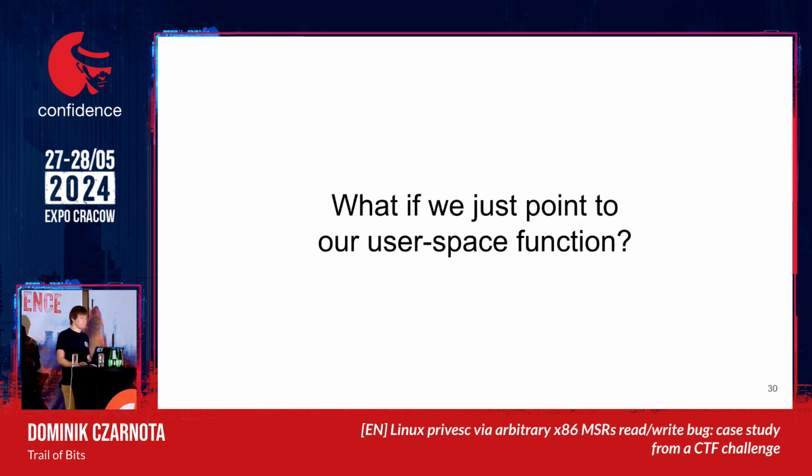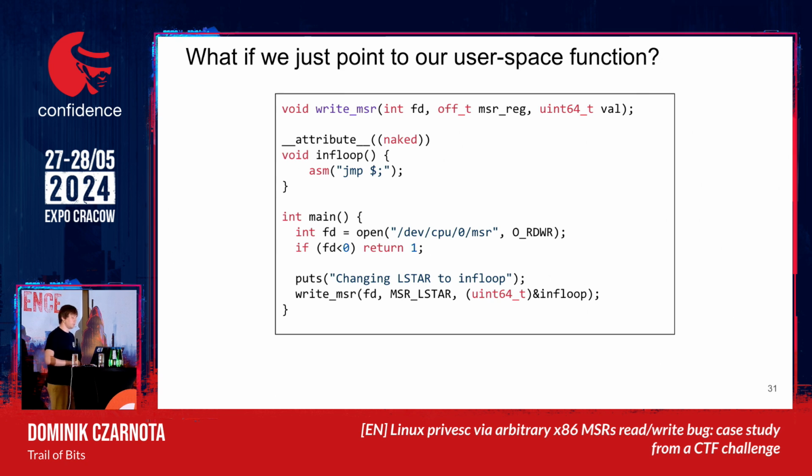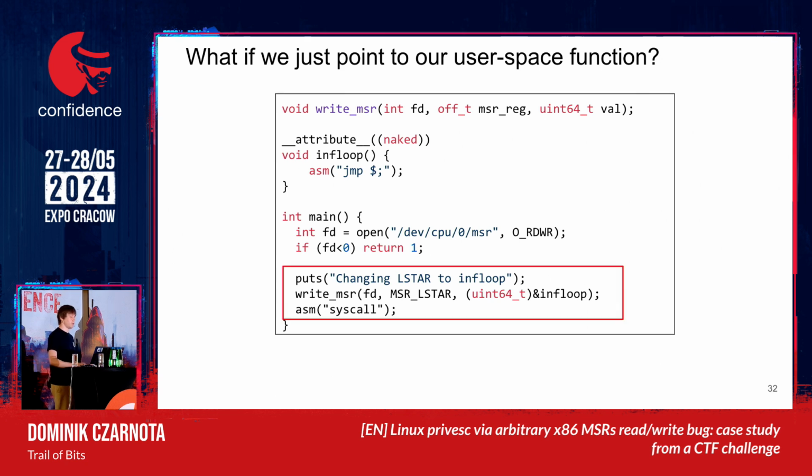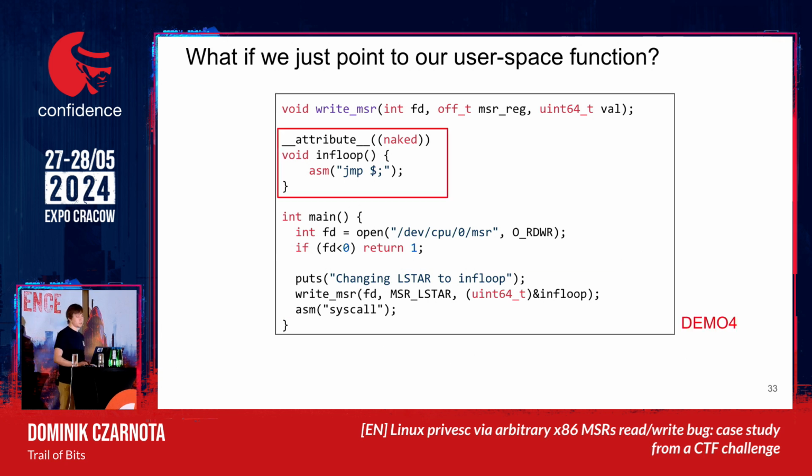Yeah, so what if we would just point this address to some user space function, like a function that we will define in our program? And here we have an example of that. So we have the main function again. We are basically opening the MSR, and we will change the LSTAR to the address of this infloop function here. It's written with assembly. This jump dollar is basically doing an infinite loop.